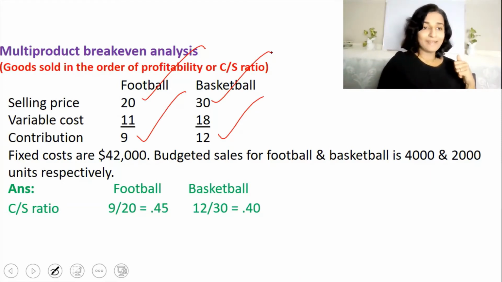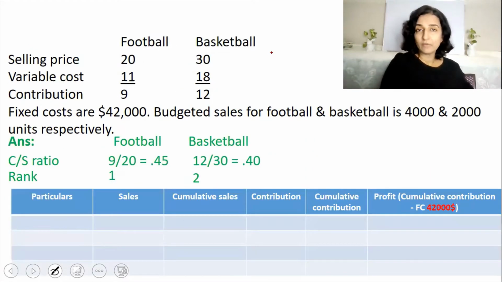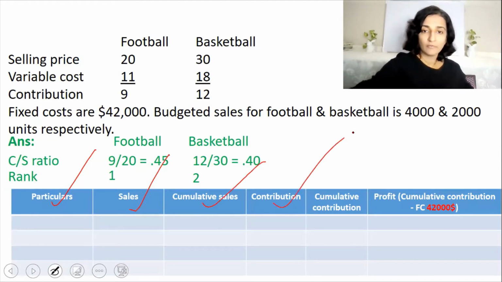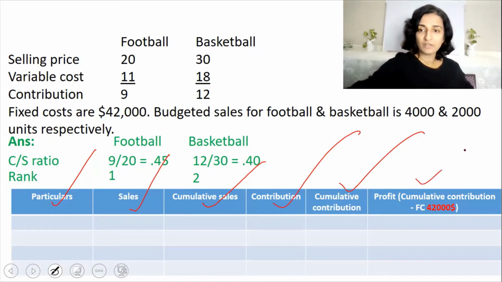So we will rank the products. For football, it's rank 1, and for basketball, it's rank 2. Now we will calculate the break-even point. This is slightly tricky, so listen very carefully. Now we have totally 6 columns in our table. The first column is the particulars, second column sales, third column is the cumulative sales, fourth column is the contribution, fifth column is the cumulative contribution, and the last column is the profit. Profit is nothing but cumulative contribution minus fixed cost.